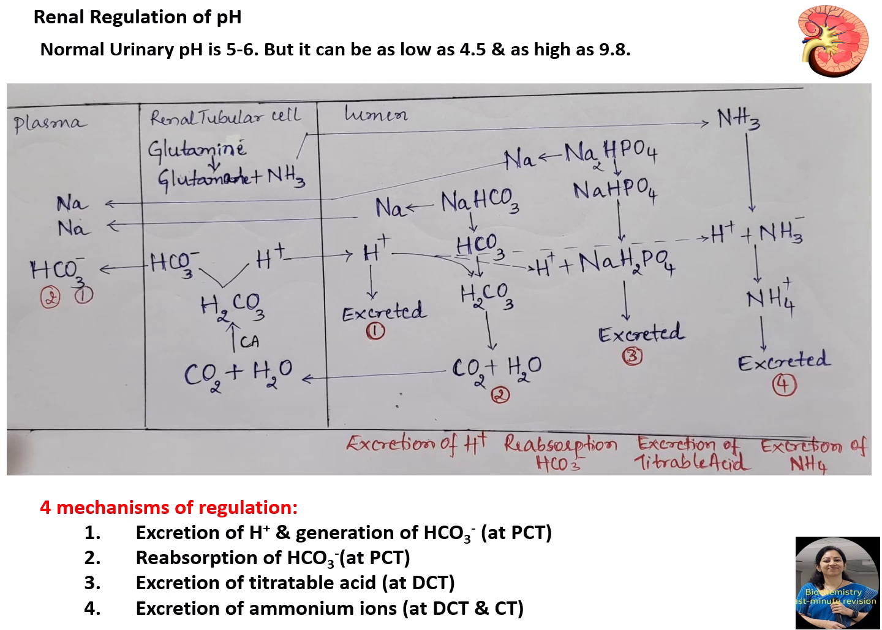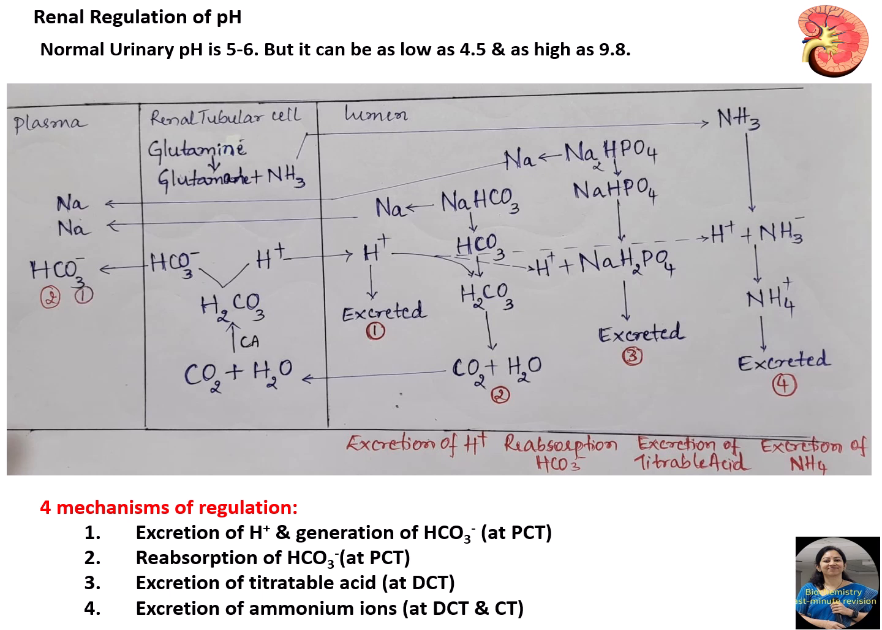The second one is that sodium bicarbonate is freely filtered by the glomerulus into the lumen, and this dissociates as sodium ion, which is reabsorbed back into the circulation, and this bicarbonate ion combines with the H plus ion that is secreted to form carbonic acid, which dissociates as carbon dioxide and water. This carbon dioxide and water is taken up by the renal tubular cells to form carbonic acid, which dissociates as bicarbonate ion and H plus ion. This bicarbonate is reabsorbed. So this is the second mechanism, also known as reclamation of bicarbonate or reabsorption of bicarbonate, operating at the level of proximal convoluted tubule.